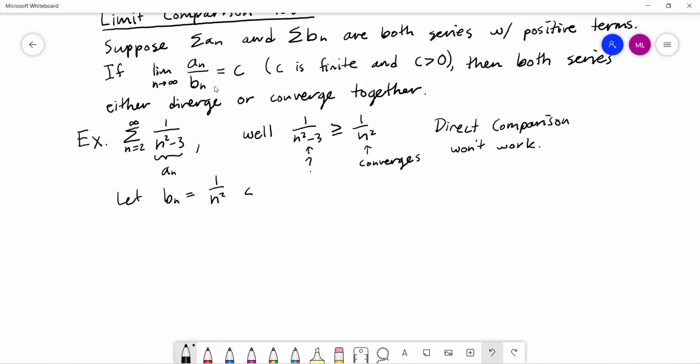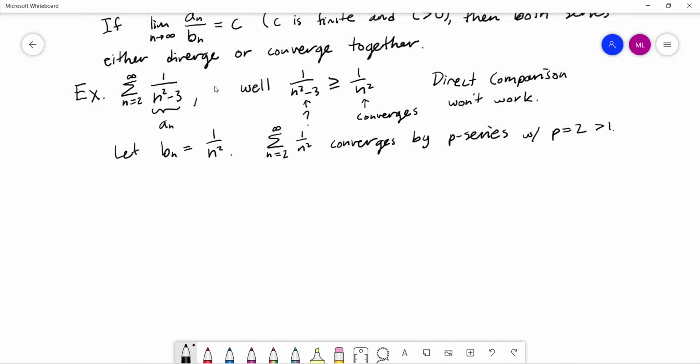And again, I shouldn't say that that term converges, but we're going to let b sub n be equal to that. The series from n equals, it doesn't matter, we start at 1 or 2, but the series is what converges by p series. By p series with p equal to 2, which again is greater than 1, so it converges.